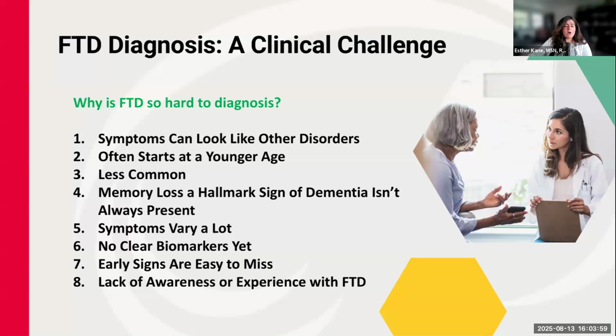First, its symptoms often resemble other disorders. FTD can look like depression, anxiety, or other neurological conditions, which means it's often misdiagnosed early on. Second, FTD usually starts at a younger age than other forms of dementia, often in a person's 40s, 50s, or early 60s. Because of this, many healthcare providers don't even consider dementia as a possibility at first. It's also less common than Alzheimer's, so many clinicians are less familiar with its signs and progression.